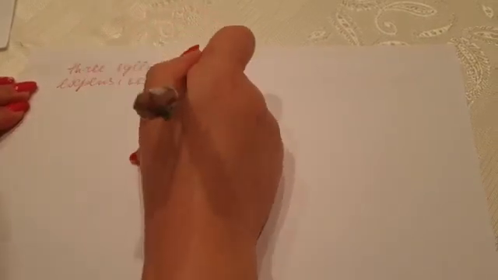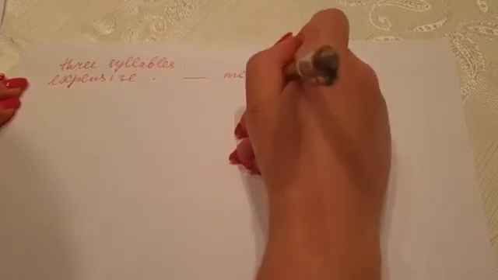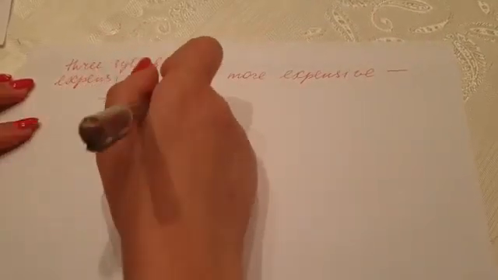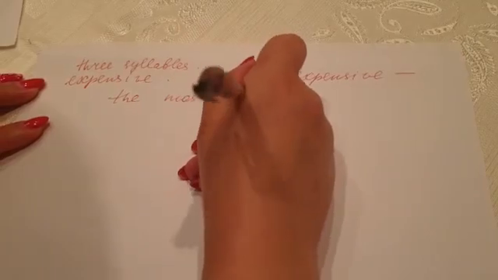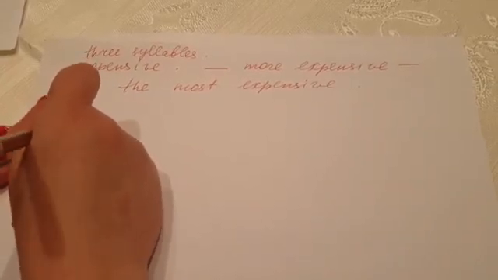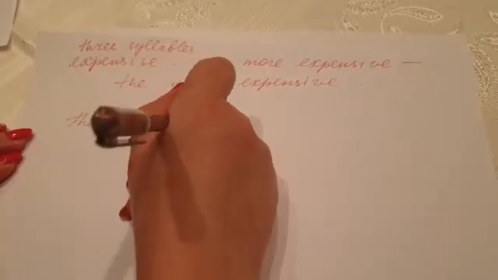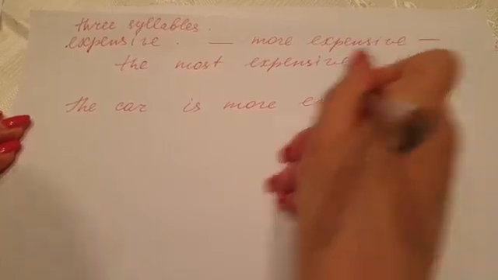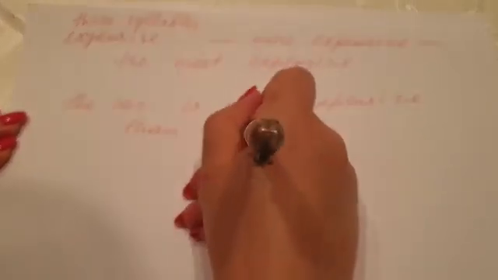Then, expensive, for example. This adjective has three syllables. In comparative degree, we write more expensive. In superlative degree, the most expensive. For example, in the sentence, the car is more expensive than a bike.